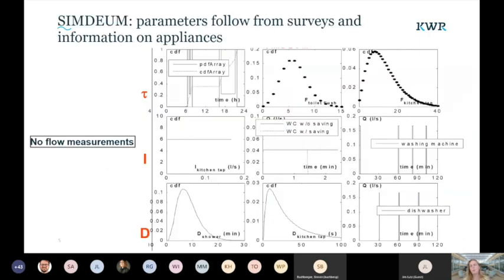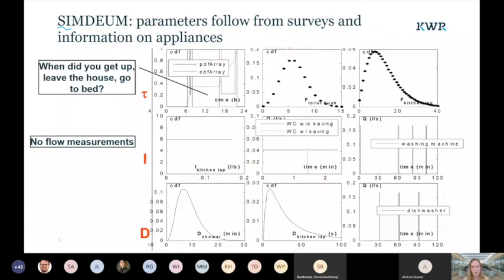We have not been using flow measurements to get input data. We based it all on surveys. However, we are looking now into whether we can use smart meter data to get a little bit better estimates of the input parameters, but we're not there yet. So far it's all based on surveys.